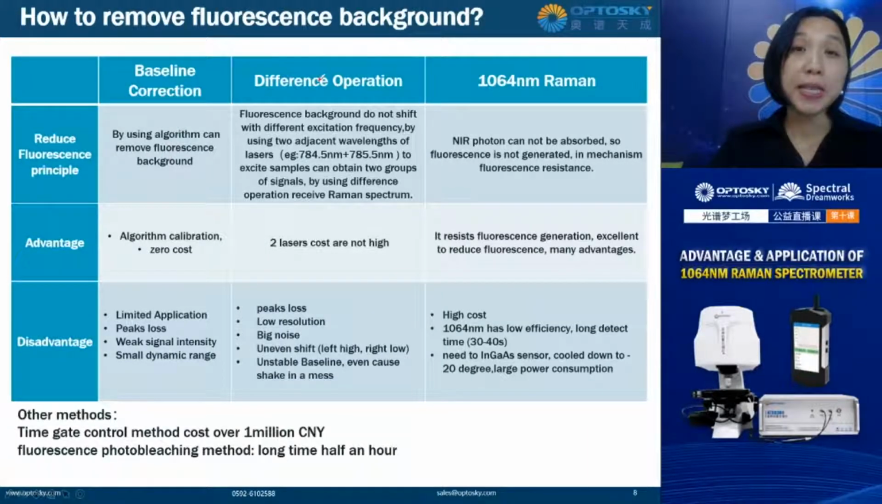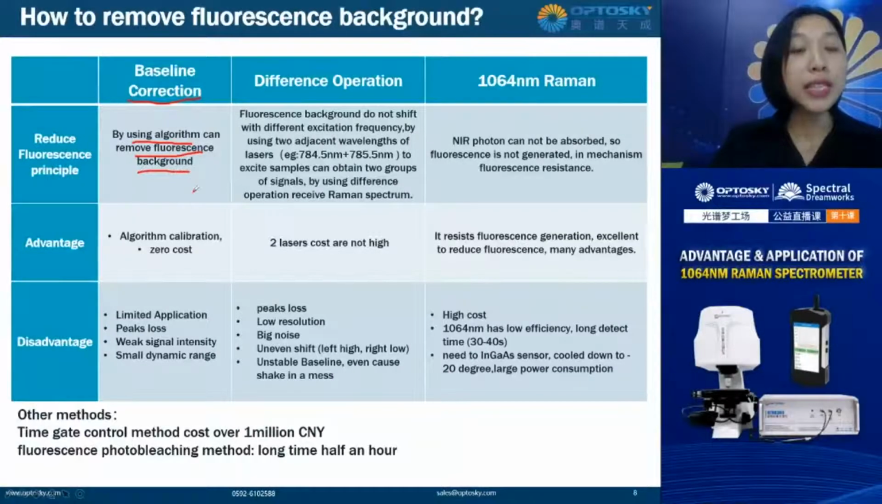Except for 1064 nanometers Raman spectrometers, there are also other ways to remove the fluorescence background. Here we focus on introducing three other types of methods. Firstly, baseline correction. Baseline correction is the most commonly used method in Optoscope's models of Raman spectrometer because it only uses an algorithm to remove the fluorescence background.